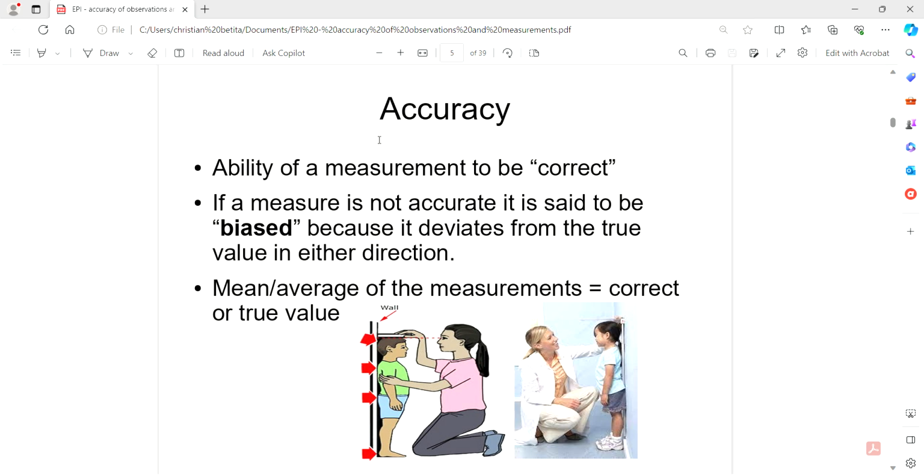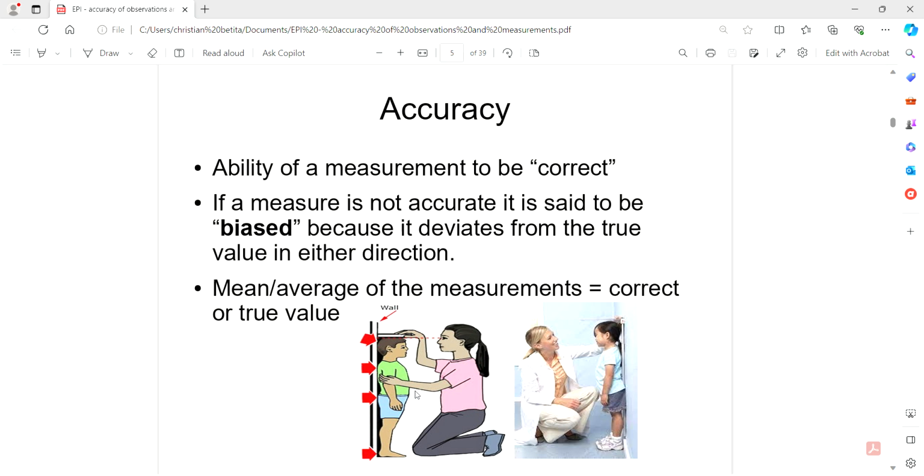So an example of something that will affect accuracy would be poor technique. On the left side, this figure shows the correct way of measuring a child's height. So the child has removed his shoes, is standing up straight against the wall with the ruler perpendicular to the wall, and the observer is taking that measurement at eye level.